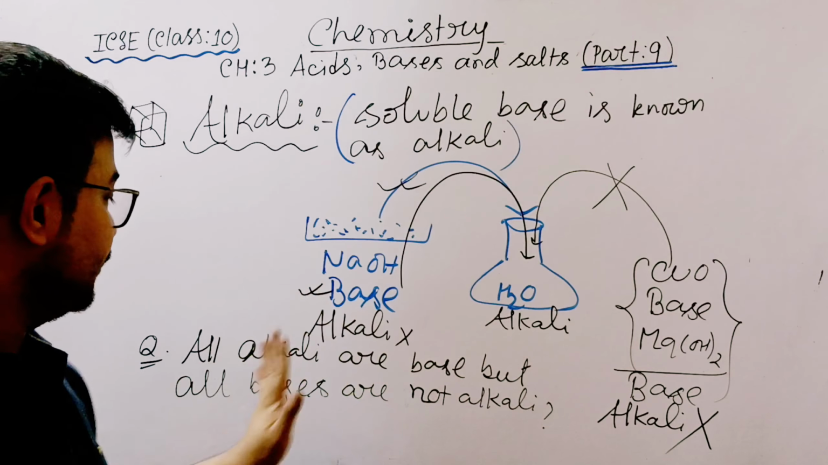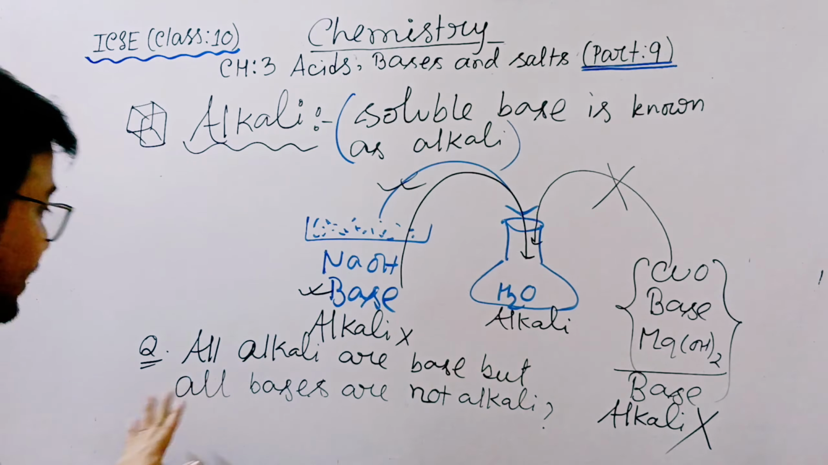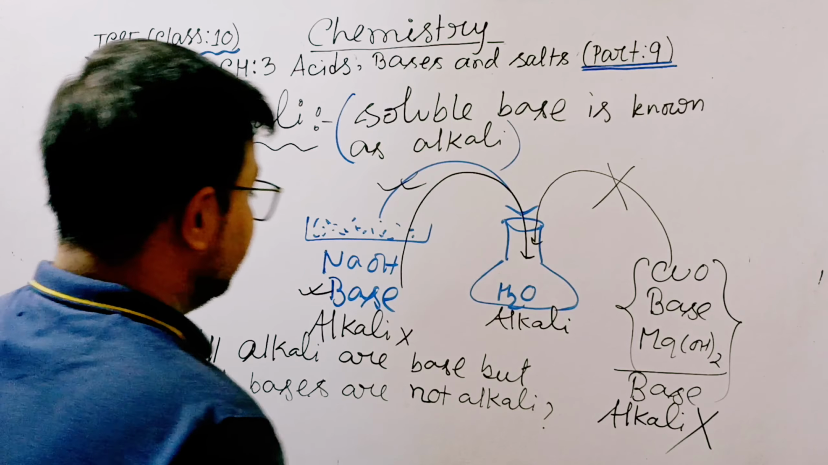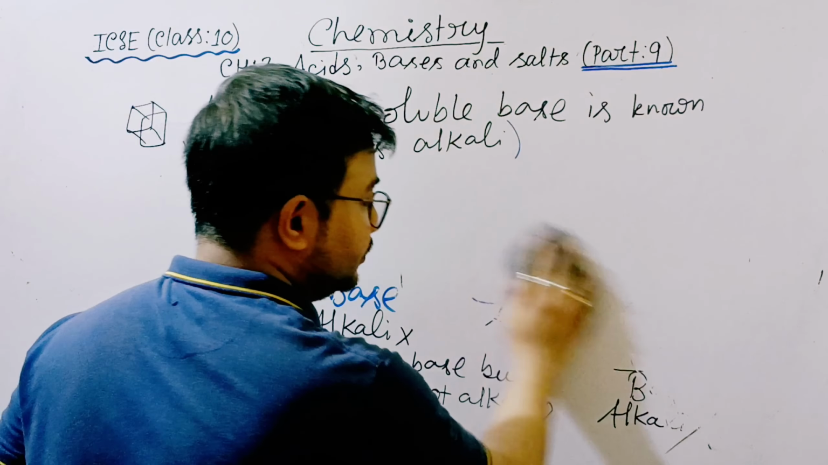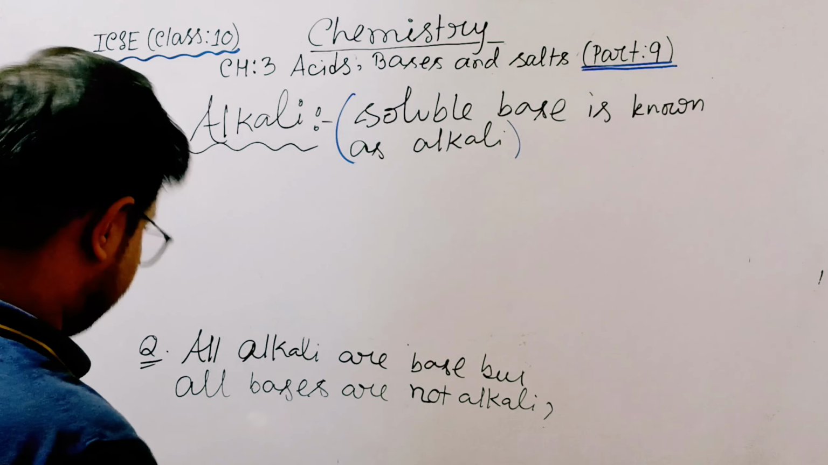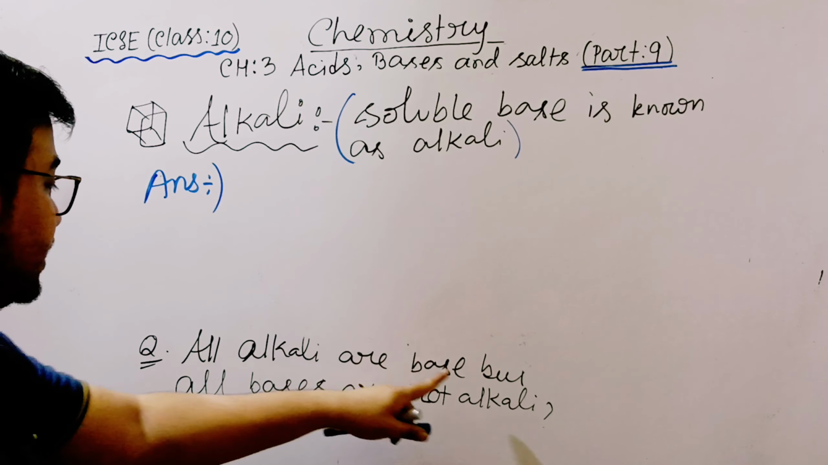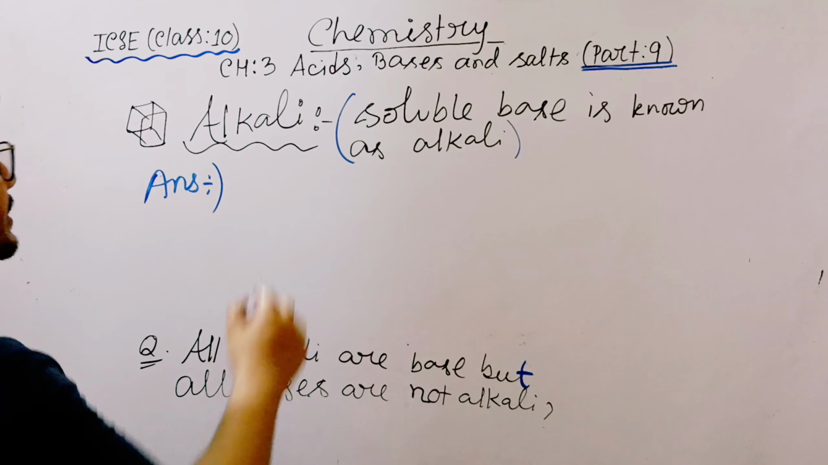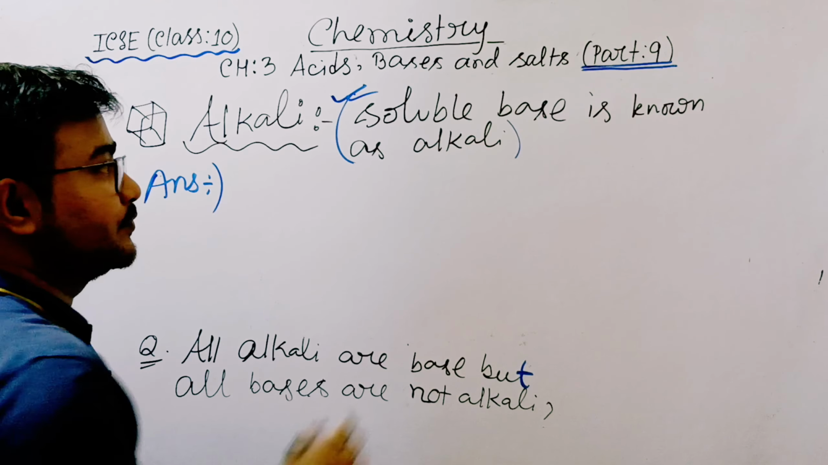If you write down this type of example, this type of representation, you will definitely get the full marks. So write down the answer to that question. You can also note down the previous diagram that I rubbed. What is the answer? All alkalis are bases, but all bases are not alkali. Your answer starts from here.